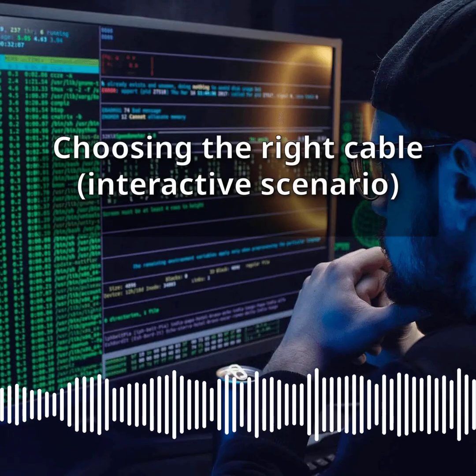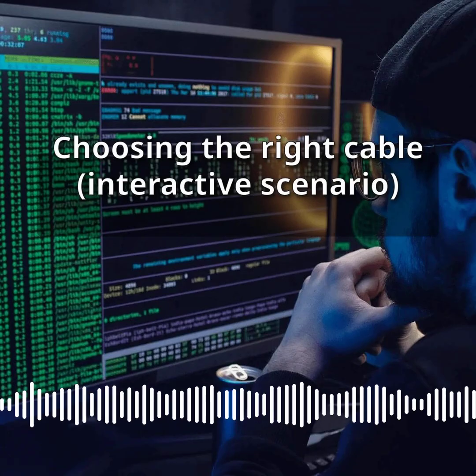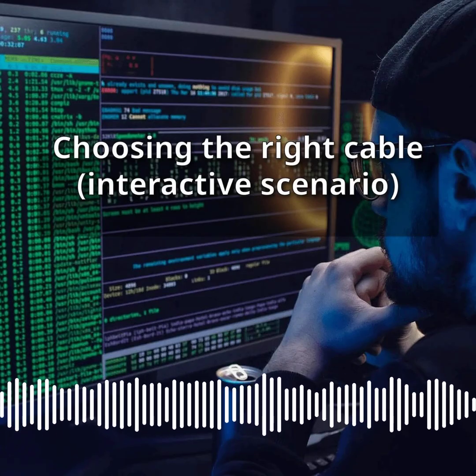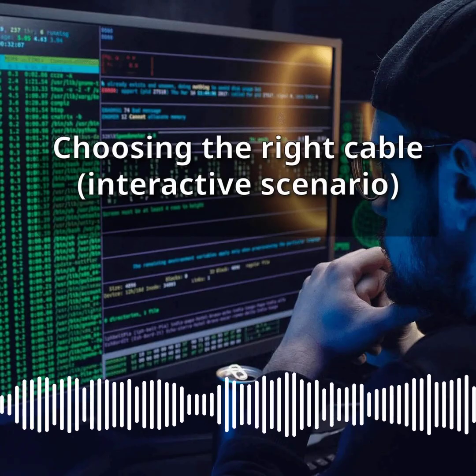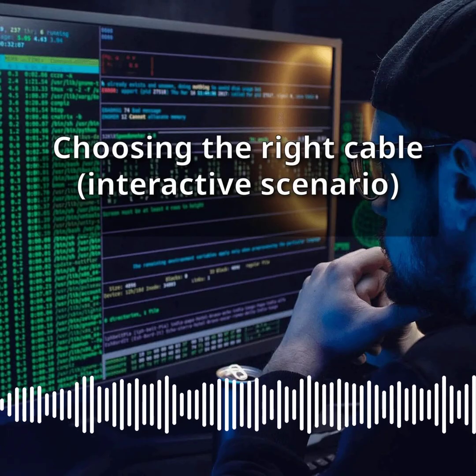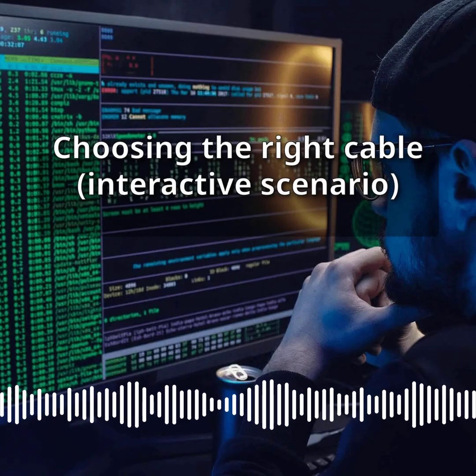Watch out for the interference trap in Scenario 2. Many beginners default to copper because it is cheaper, but electrical interference from external equipment is a disqualifying factor for copper over long distances. Similarly, in Scenario 3, do not confuse multimode and single-mode fiber. Short distance, high-speed intra-data center links have specific optics requirements.